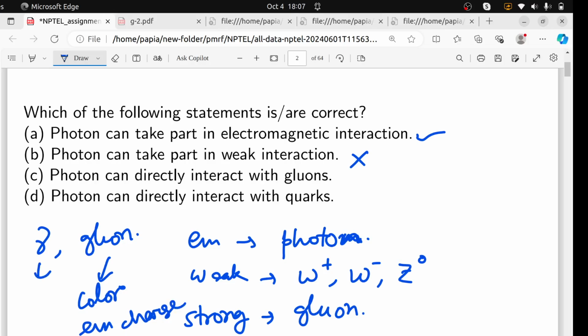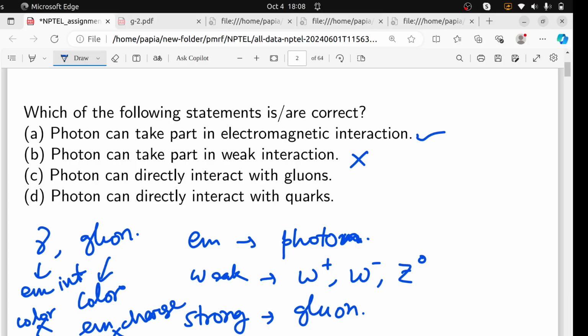And what about this? It has EM interaction, but it does not have color charge. Right? So photon does not have color charge, whereas gluon does not have electromagnetic charge. So what will be the consequence of that? The consequence will be photon and gluon cannot directly interact with each other.